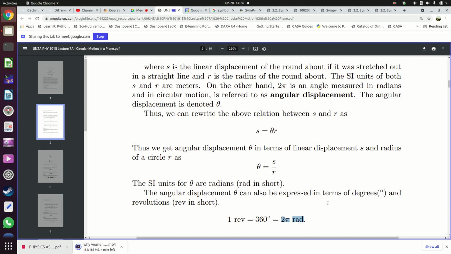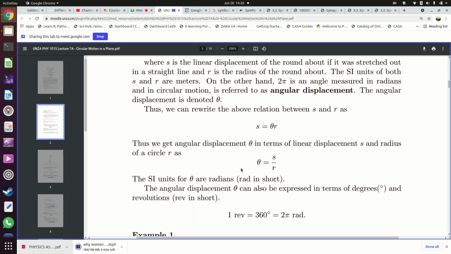So this is how we define distance in terms of a circle. Moving in a circle, we define distance in terms of angles, and this quantity which we're talking about, how much distance you've moved, this is what is referred to as angular displacement.